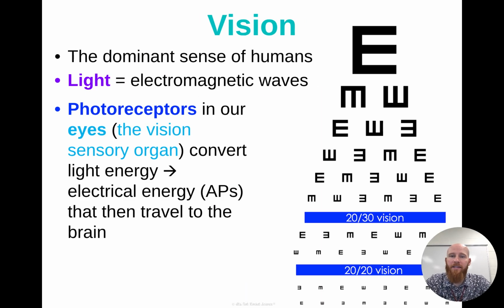So vision is considered to be the most dominant sense that we have as humans. We have very, very refined vision. It responds to light or electromagnetic waves. We have photoreceptors, which respond to light, and those are in our eyes. This is our vision sensory organ. These are specifically designed to convert light energy, or that electromagnetic wave, into an electrical version or an action potential that can then travel and arrive at the brain so that we can make sense of what these waves mean, what this light is showing us.